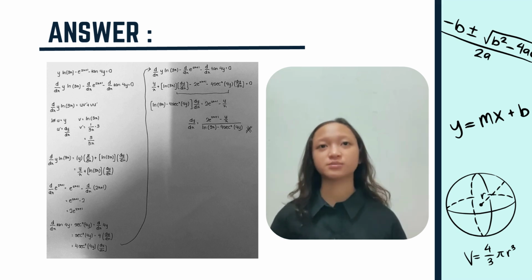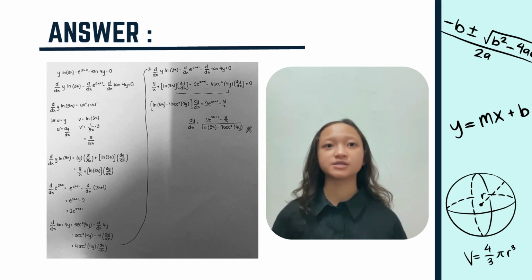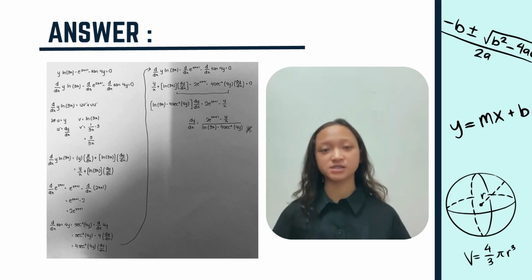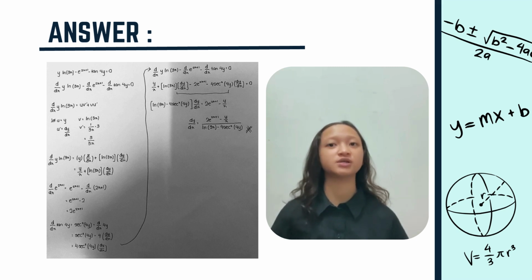4y equal to 0. We substitute d over dx y ln 3 in the bracket of 3x, which is y over x plus ln in the bracket of 3x times dy over dx, minus the answer of d over dx e to the power of 2x plus 1, which is 2e to the power of 2x plus 1, minus the answer of d over dx tan 4y, which we get 4 secant square in the bracket of 4y and in the bracket of dy over dx, equal to 0.